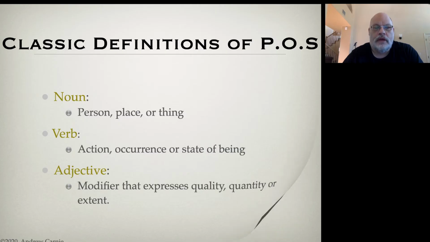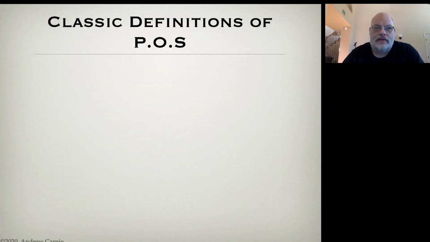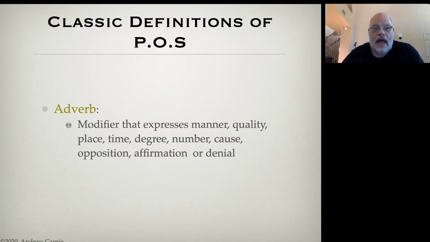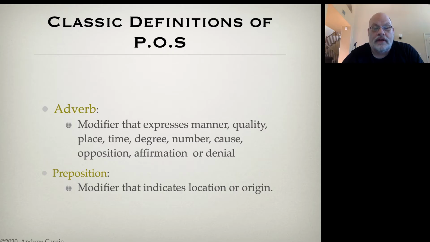This next definition is terrifying. If you ever see a definition like this in linguistics, you better grab your wallet and run. Adverbs are modifiers that express manner, quality, place, time, degree, number, cause, opposition, affirmation, or denial. I don't know how you're supposed to think of that as a natural class. Prepositions are modifiers that indicate location or origin. So, as I said before, all of these definitions are based on the semantics of the word.